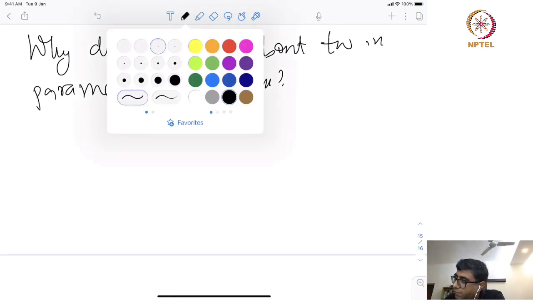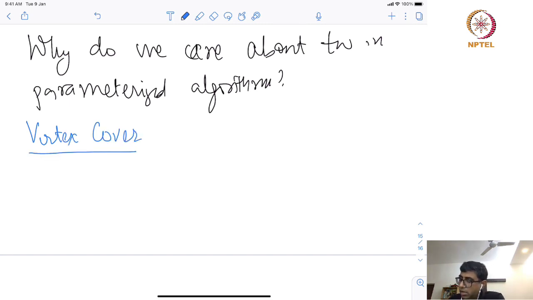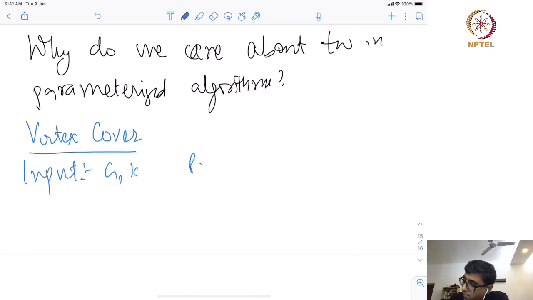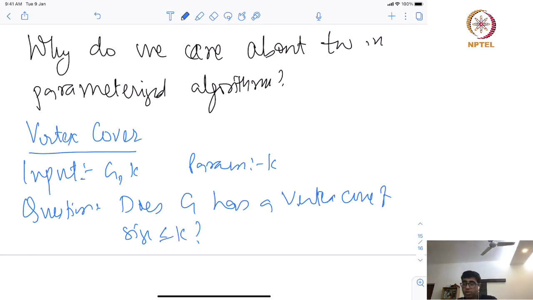So, let us look at the first classical problem that we have studied, vertex cover. The input was G comma k, and the parameter is k. Question: does G have a vertex cover of size at most k?